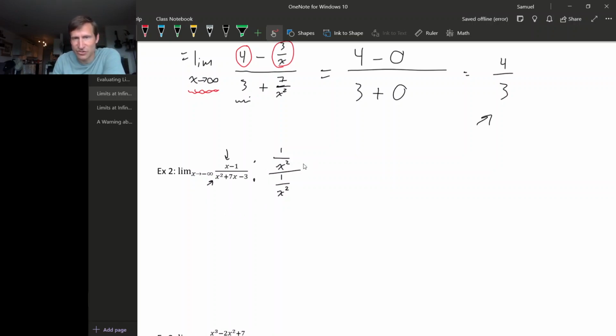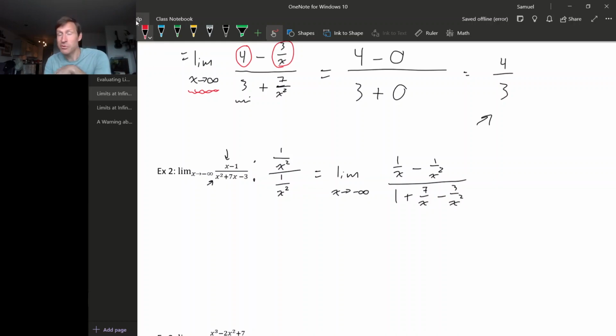Okay, so let's distribute this through the numerator and denominator. The limit as x goes to minus infinity of, let's see, x times 1 over x squared is 1 over x, minus, and then 1 times 1 over x squared is 1 over x squared, over, and then in the denominator, x squared times 1 over x squared is 1, and then plus 7 over x minus 3 over x squared. All right, and now we can ask ourselves, what happens when x gets really big?